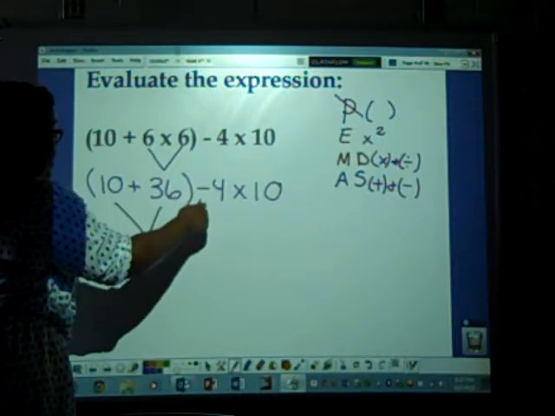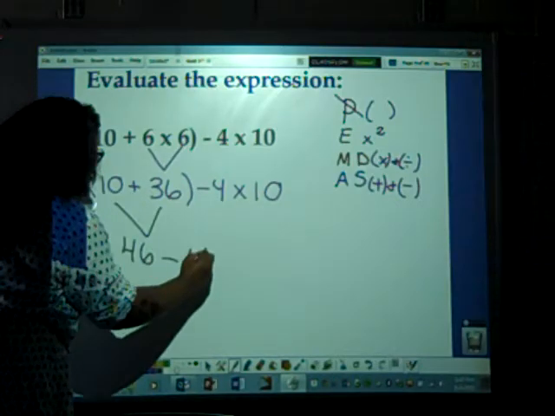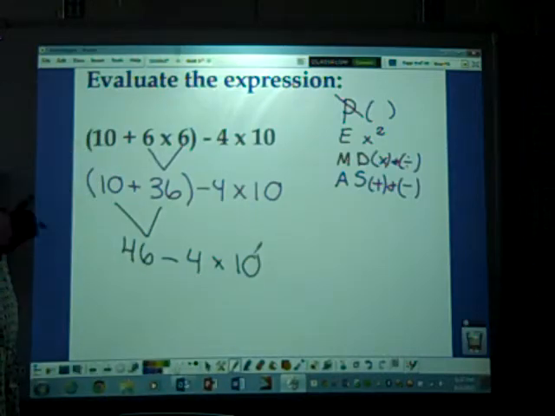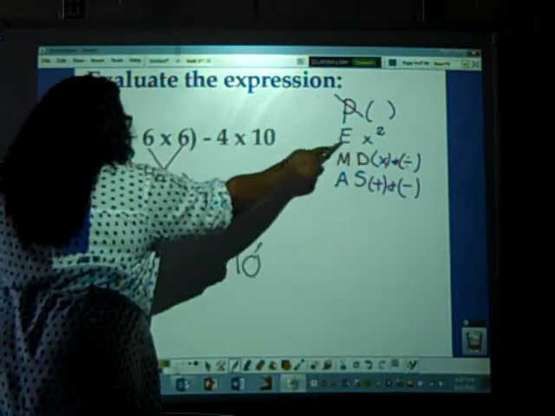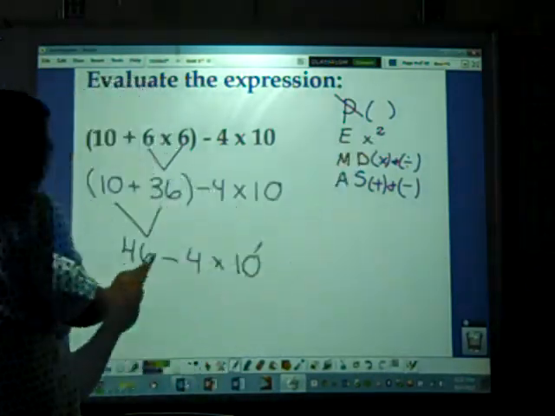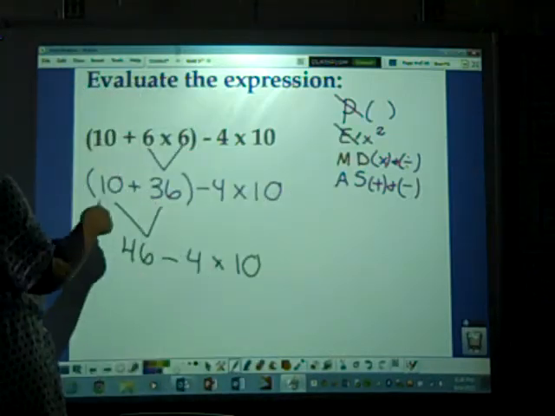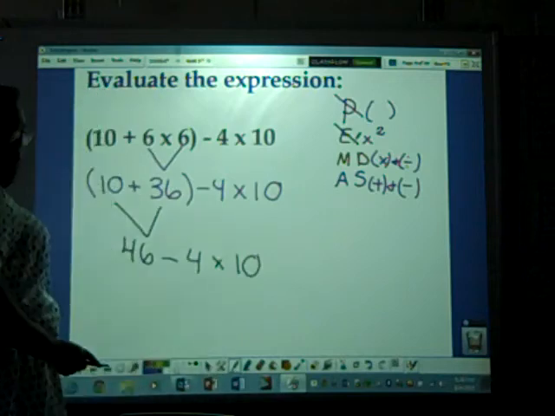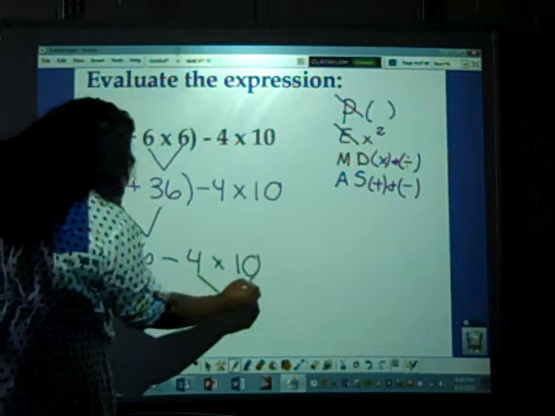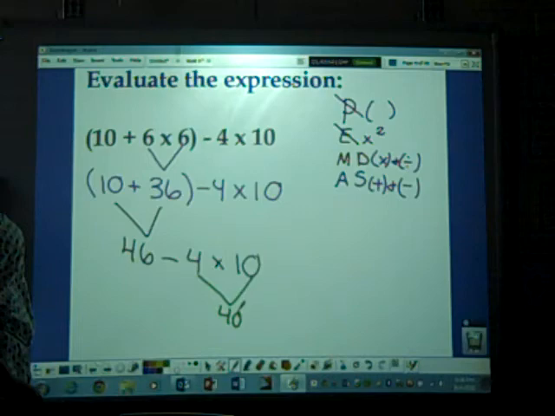Now I'm going to bring down everything else that I have not touched yet. Minus 4 times 10. Now, I'm going to come back to my PEMDAS and say, okay, no more parentheses. Do I see a little X going in here? No. Mark that off. Do I see multiplication? I do. Look at there. Multiplication. 4 times 10 equals 40.